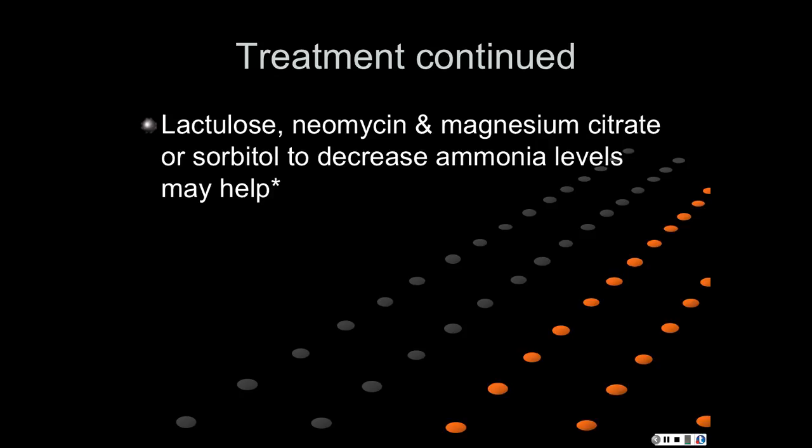Neomycin: the ammonia can come from protein digestion. It also comes from the lower GI, where the microorganisms, as they are in the GI, also produce ammonia. So neomycin gets rid of the microorganisms.